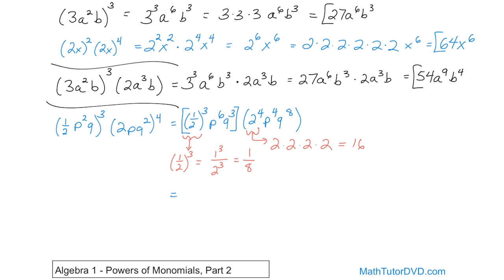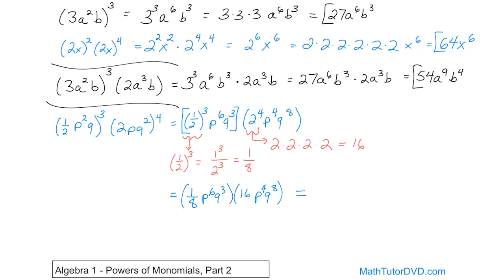What we know now is this is going to be 1/8. Let's simplify it a little bit. p to the 6, q to the 3. And then we now have over here 16 p to the 4th q to the 8, like this.